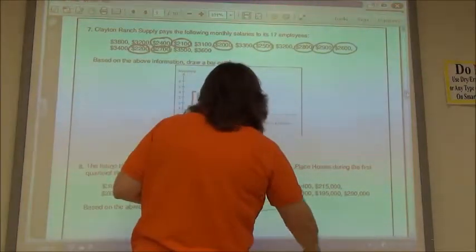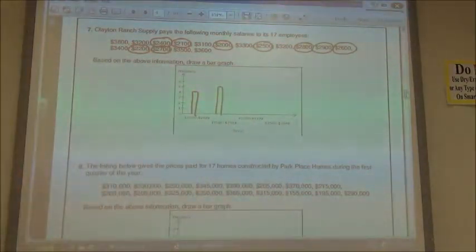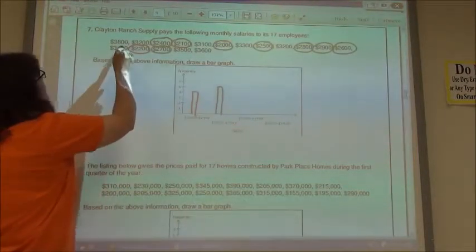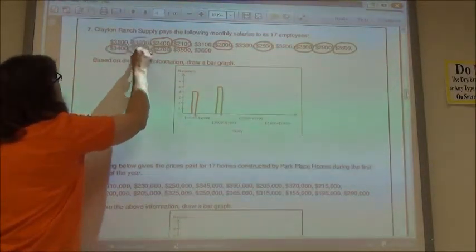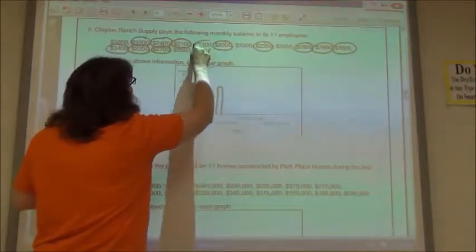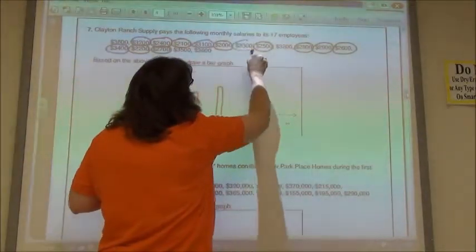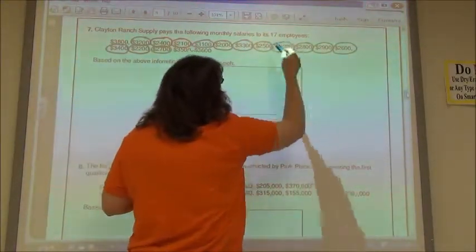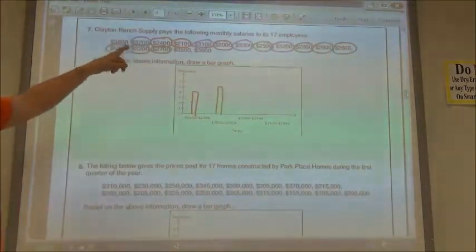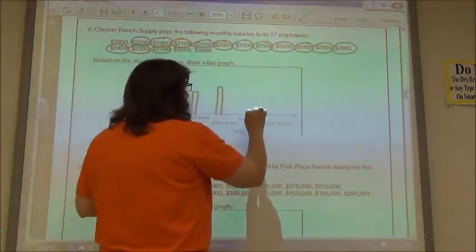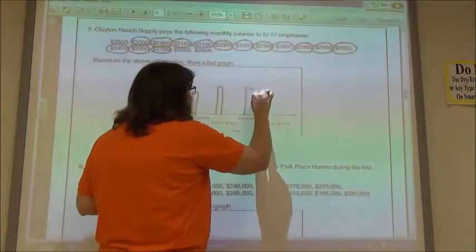The next one says $3,000 to $3,499. So $3,400, $3,200, $3,100, $3,300, $3,200. 1, 2, 3, 4, 5 of those. So I'm going to pull that up to the number 5.